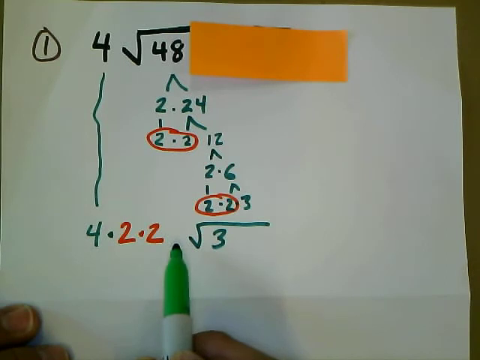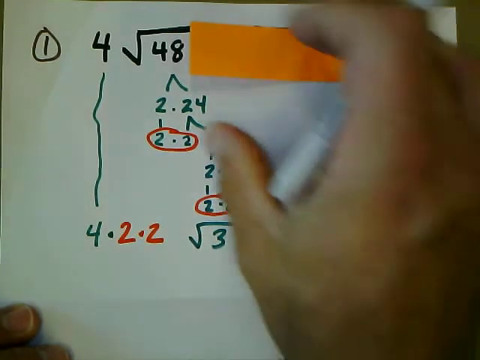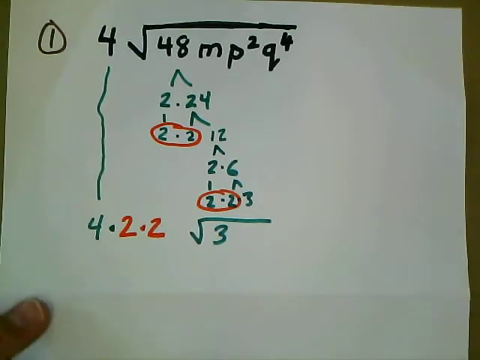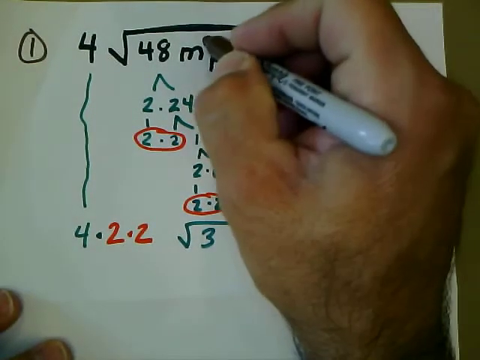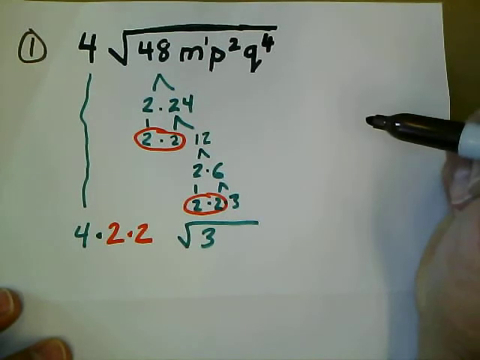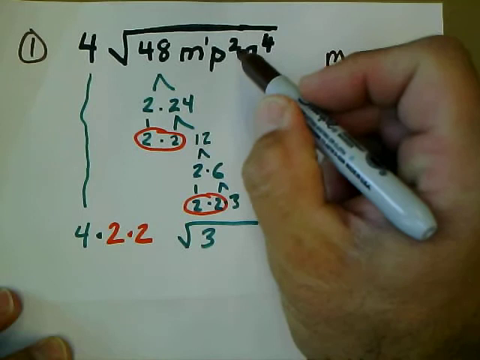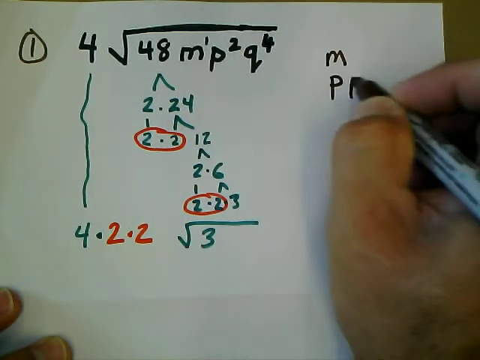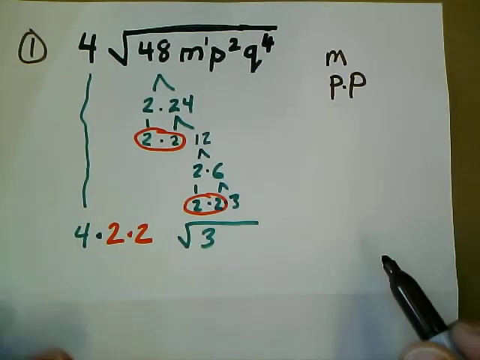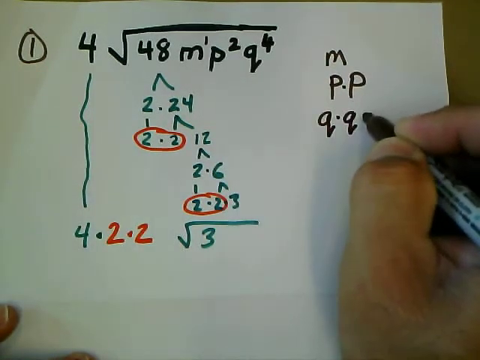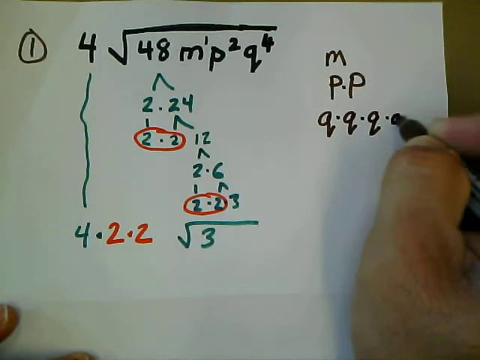Probably should have left a little bit more room in here because we have to deal with these variables now up here. What I just do with those variables is simply write them down and what they are. There's that magical little missing 1 up there, so we have 1m. There are 2 p's, a p and a p, which is p times p. And we have a q to the 4th. Q times q times q times q.